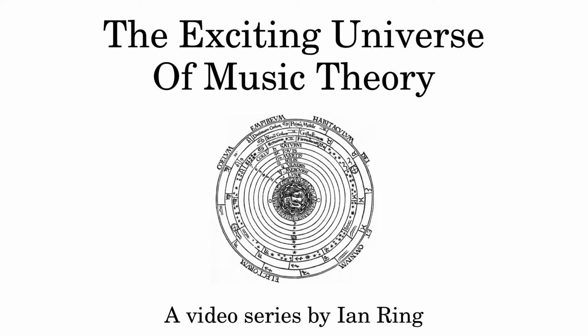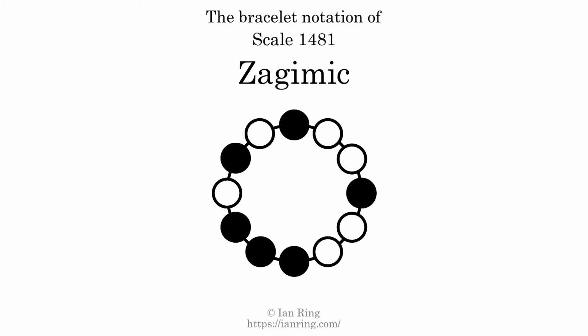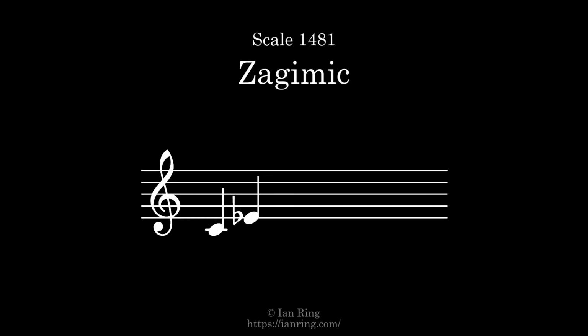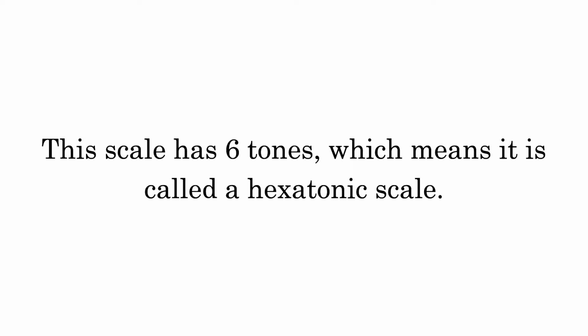Then let's begin. Today we will talk about scale 1481, Zagimic, which sounds like this. This scale has 6 tones, which means it is called a hexatonic scale.